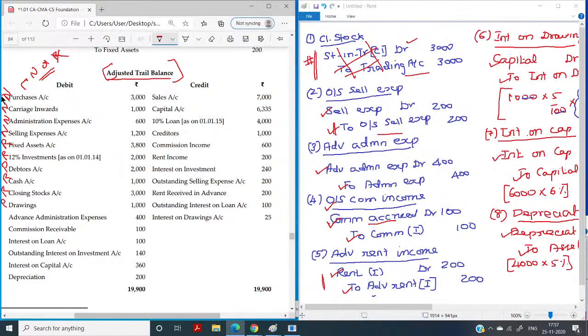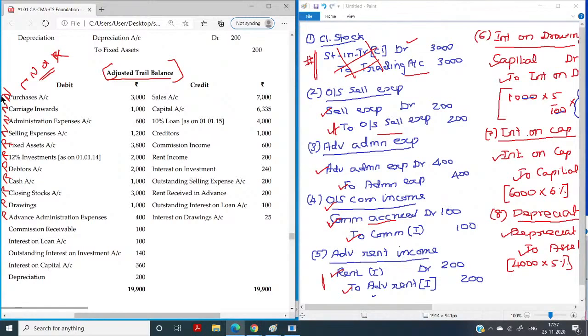Drawings is personal account. Advanced administration expenses. Come on, tell me. Advance. Type AAE hyphen what sort of account. AAE means advanced administration expenses. Okay, very good. So you have given me the answer properly. You don't type simply real account, personal account, nominal account. You have to tell me whether AAE, the advance, is a real account or nominal account or personal account. This is personal account. What sort of personal account? Representative personal account. Very good.